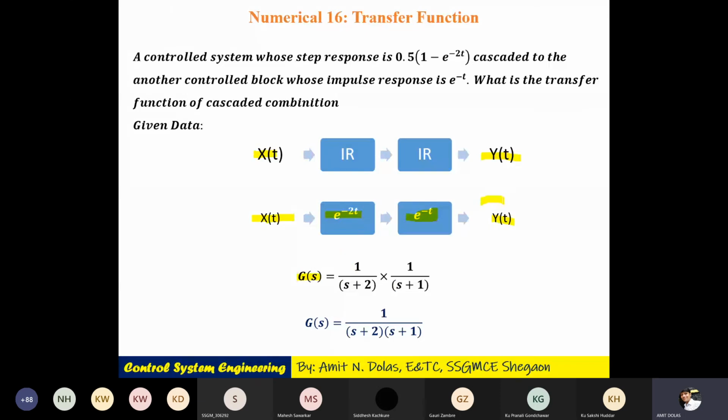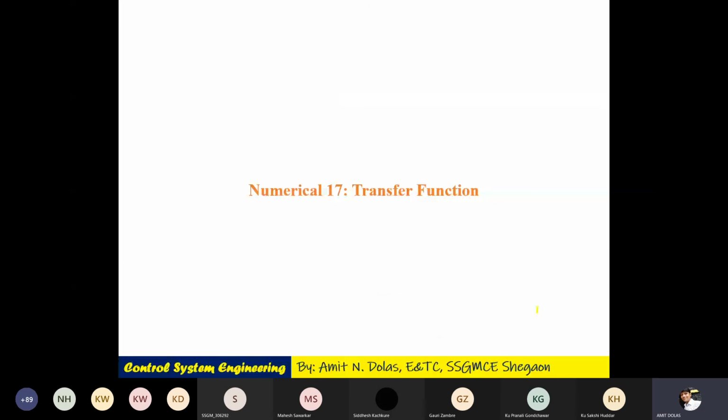and of course g of s will be what, y of s convert किया है Laplace में upon x of s. So इसका क्या है, first इसका it will be in the form of e raised to power minus at. So it will be 1 upon s plus a, a is 2, so 1 upon s plus 2. इसका भी same form है, so it will be into 1 upon s plus 1, and finally the transfer function will be 1 over (s plus 2) into (s plus 1).